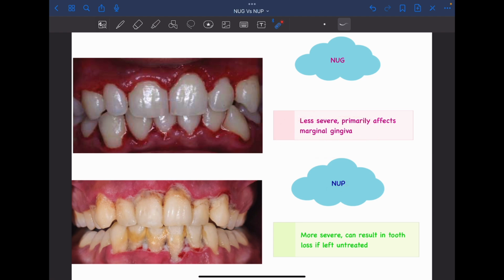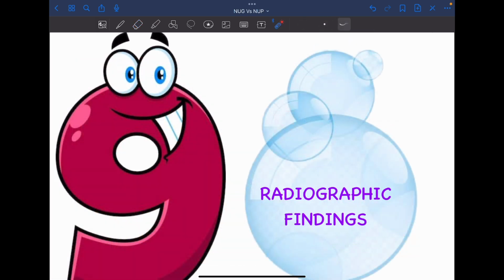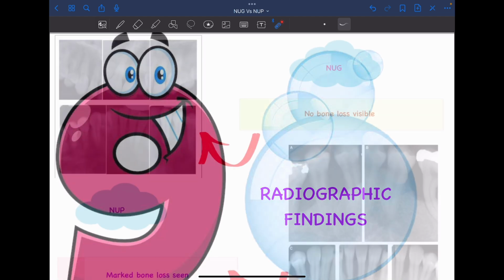Whereas in case of NUB, as it is a more severe form, tooth loss can be there. Why? Because there is loss of the attachment epithelium, because of loss of periodontal fibers. There is loss of PDL fibers here, and also loss of the alveolar bone as well. There is a significant amount of bone loss, therefore it is more severe and can even result in tooth loss if it is left untreated. Moving on further, our ninth point of differentiation would be radiographic findings in these diseases.